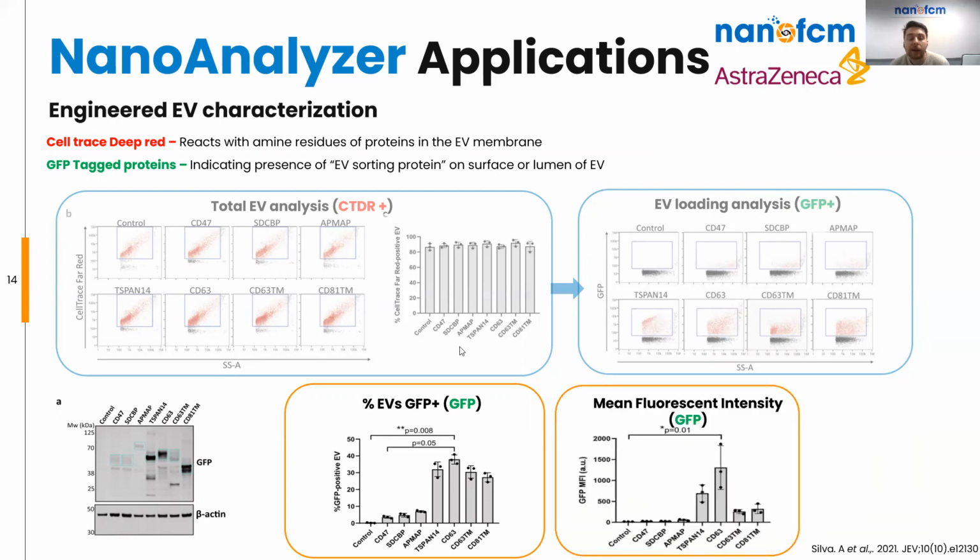Now, you probably noticed that on the dot plots, there is some variation in the signal intensity. And the group went on to examine this further, looking at the mean fluorescence intensity. So trying to examine the amount of GFP, basically, that has been loaded into the EVs, not just the number of EVs which have acquired this GFP. And this shows that the T-span 14 and the CD63 were able to acquire more GFP in these transgenic EVs, potentially presenting these as better EV sorting protein candidates than their counterparts.